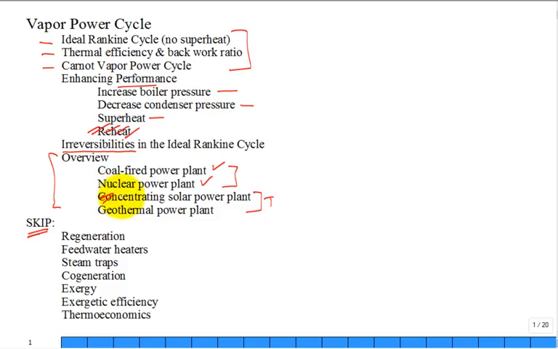I'm not going to talk about concentrating solar power plants and geothermal power plants, but they can be, and often are, built on the same Rankine cycle. Sometimes they change the working fluid. They don't use water; they'll actually use a refrigerant. No regeneration, no feedwater heaters, no steam traps, no cogeneration, no exergy, no exergetic analysis or efficiencies, no thermoeconomics. Okay, ready to jump into it?